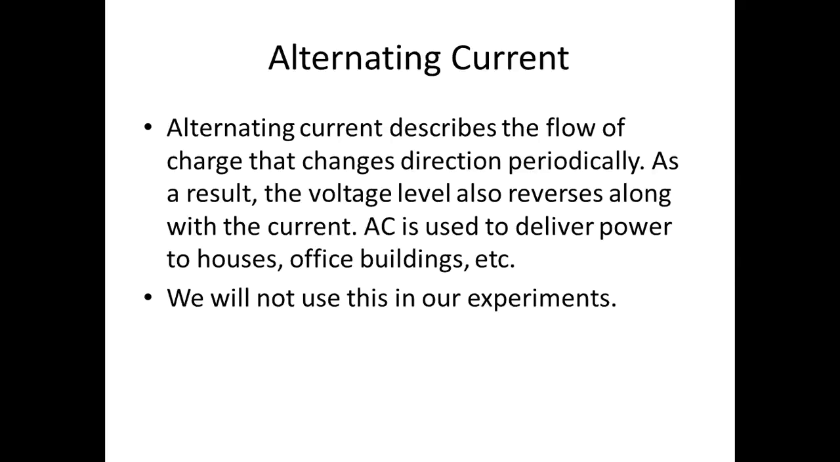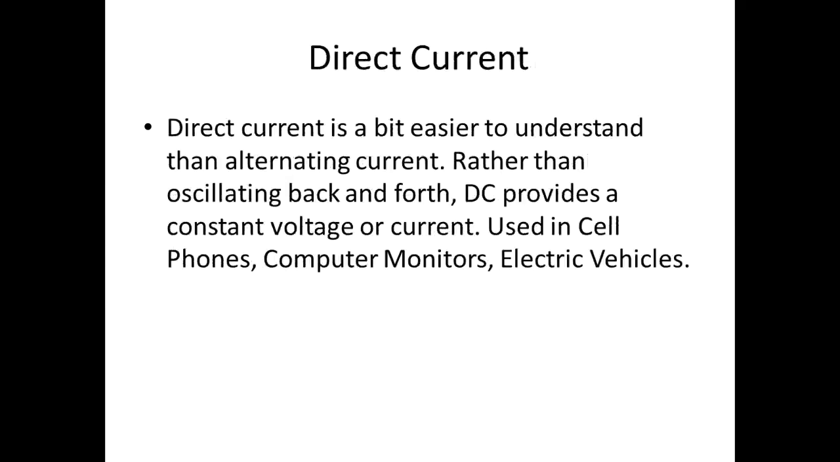The first thing we're going to be looking at is alternating current. Alternating current describes the flow of charge that changes directions periodically. As a result, the voltage level also reverses along with the current. AC is used to deliver power to houses, office buildings, and etc. We will not be using alternating current for any of our experiments, but if you want to get into advanced electronics, alternating current does bring a whole lot of fun challenges.